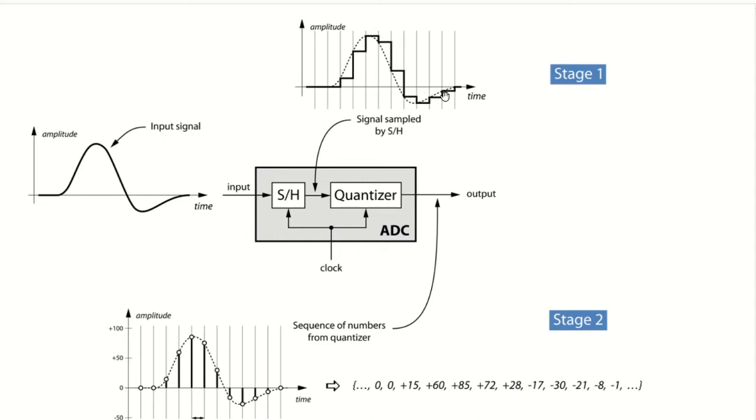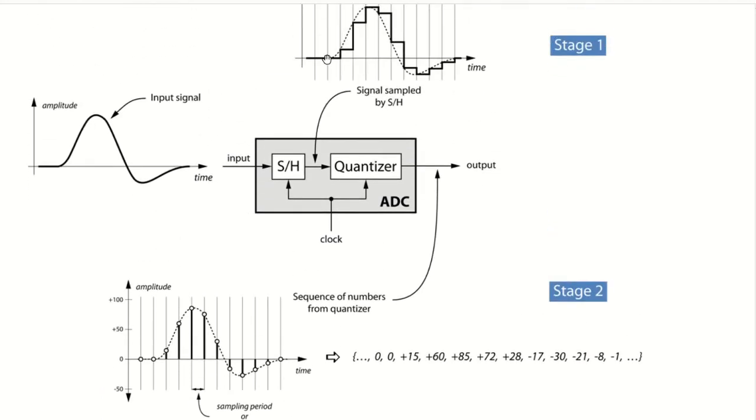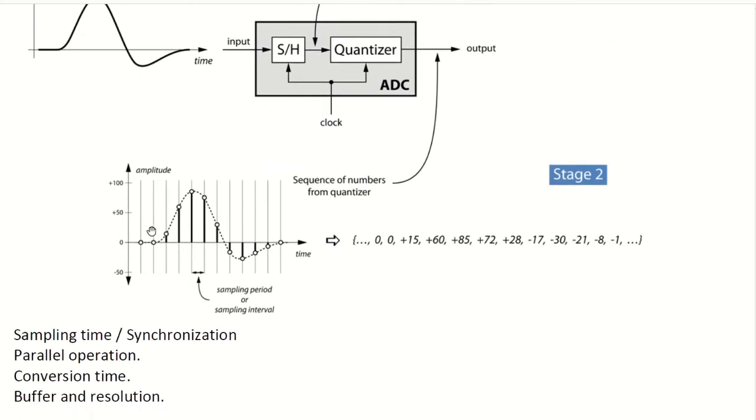And then I can weight all these voltages, as you can see here, for each sample time. I can weight this amplitude, and I can convert it to a number. So here you have 0, 0, as you can see here, you have 15, plus 60, plus 85, etc. And then you have also the negative values here, and these are produced by the ADC, and are outputted to be used by the microcontroller.